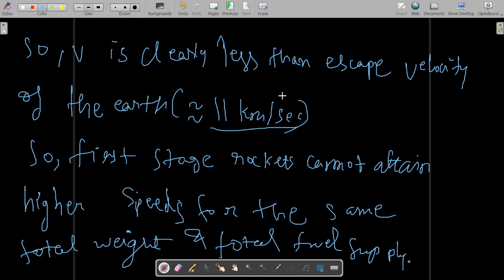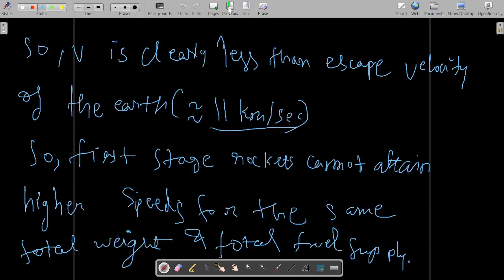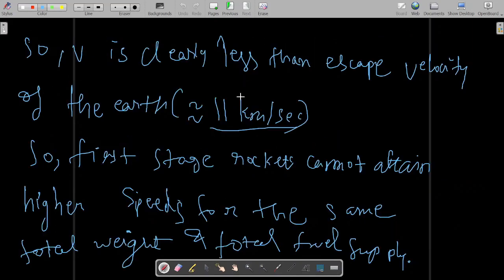Okay, so the first stage rockets cannot attain speeds higher than 3.5 km per second, as already found out. So they cannot leave the Earth's gravitational field, because they are not able to attain 11 km per second. They can attain a maximum velocity of 3.5 km per second. So first stage rockets cannot attain higher speeds for the same total weight and total fuel supply. Okay, we will learn in some time.